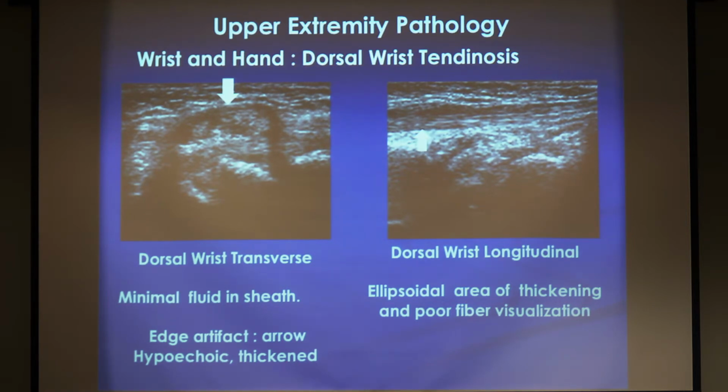Dorsal wrist tendinosis, again, the hypoechogenicity and fluid within the tendon sheath, kind of a rare thing. But some of this is also considered to be edge artifact, but that is excess fluid surrounding that extensor tendon in short axis. Here's the same area of fluid and poor fiber echogenicity here in the long axis.